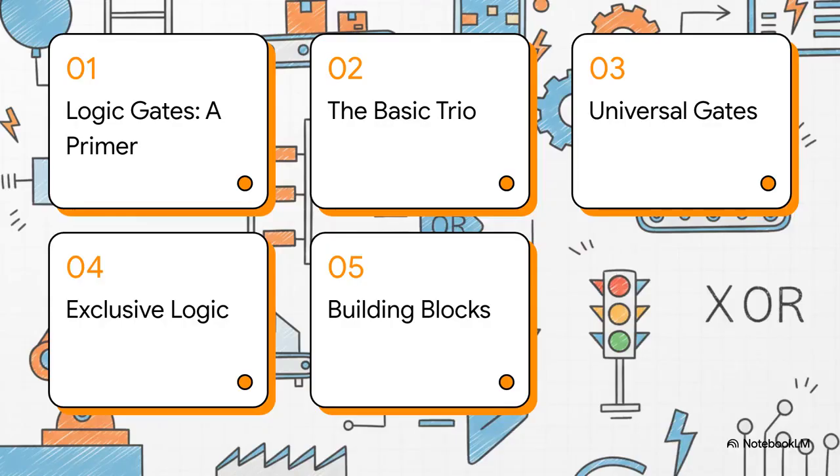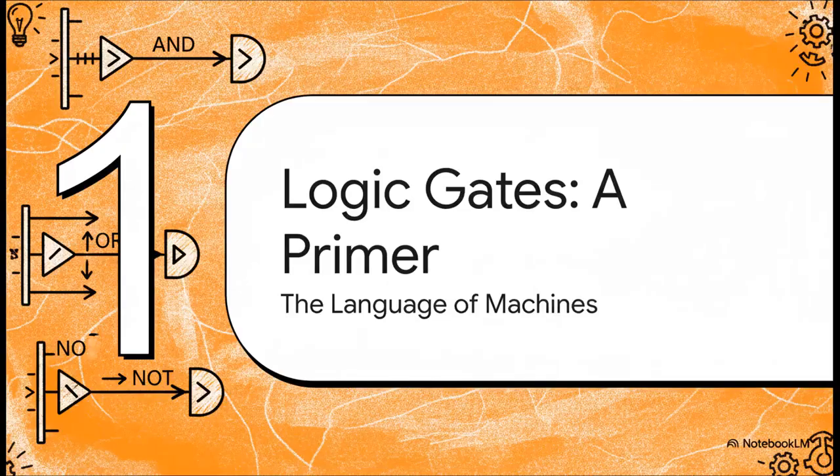So here's what we've got on tap for this explainer. We'll kick things off with what logic gates even are inside a PLC. Then we'll tackle the basic trio, AND, OR, and NOT. After that, we'll look at the universal gates, NAND and NOR, and then the exclusive ones, XOR and XNOR. And to wrap it all up, we'll connect the dots and see how these simple little things build, well, pretty much all of modern automation.